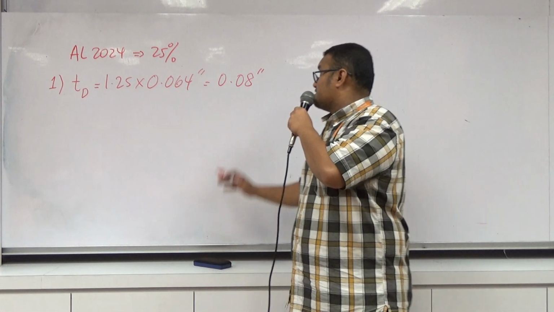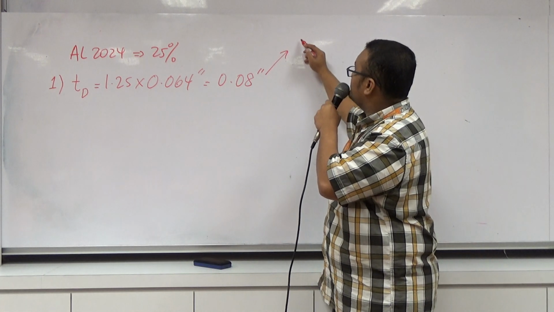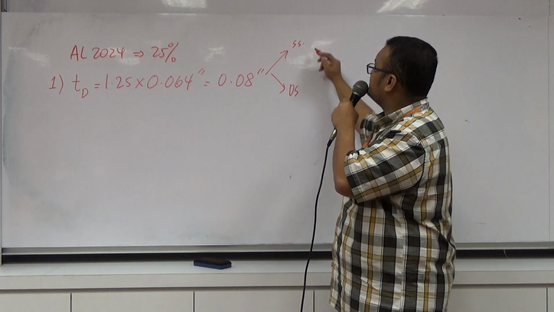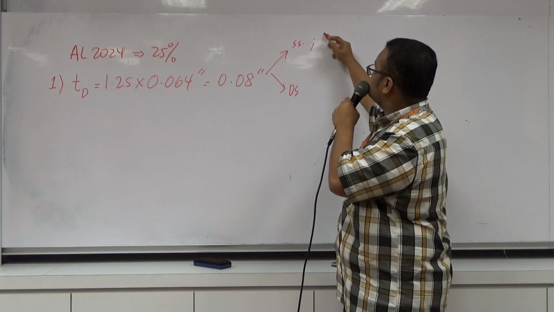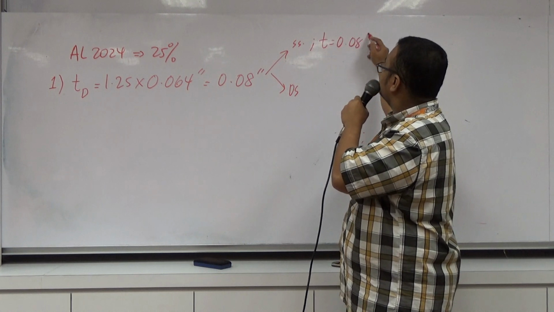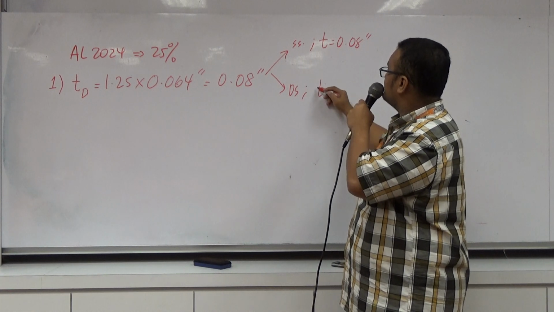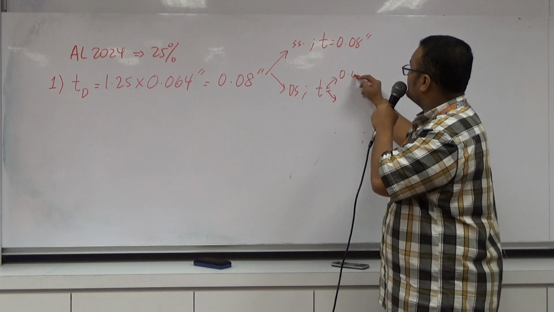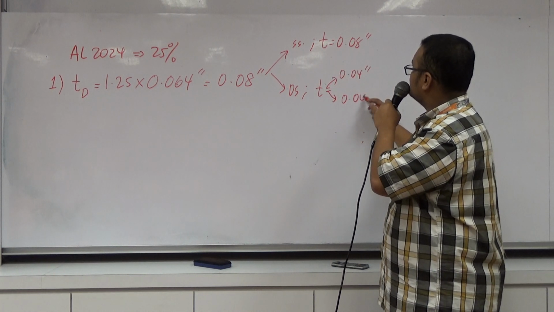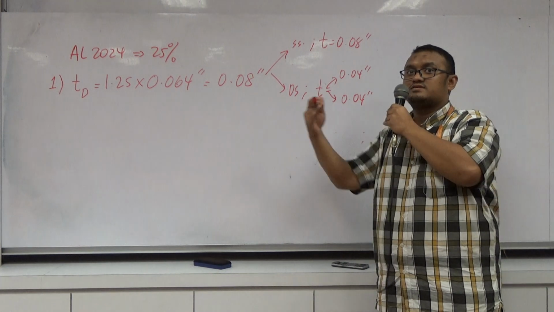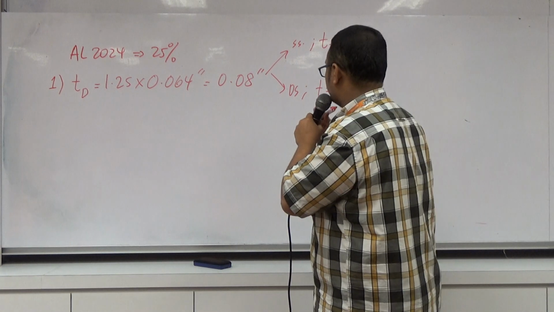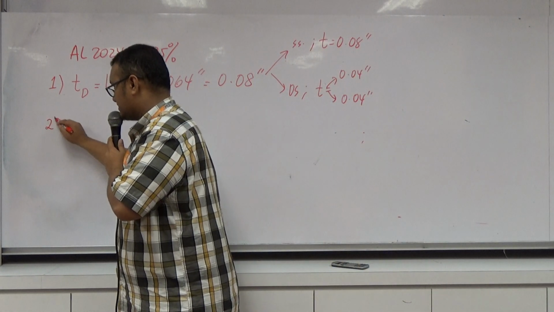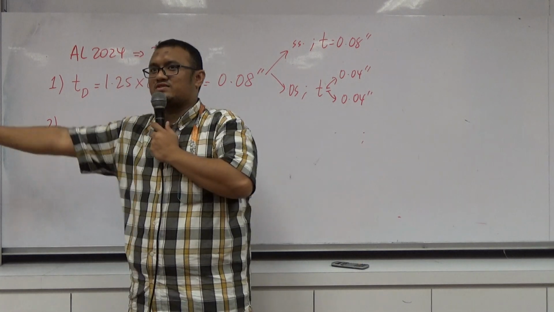Okay? So this one, you can do either a single shear or double shear. If single shear, your sheet metal thickness is going to be 0.08. If double shear, it's going to be 0.04 and 0.04. I mean, you sandwich the original part. So that's the first one, thickness. Second one, what about the length of the doubler?